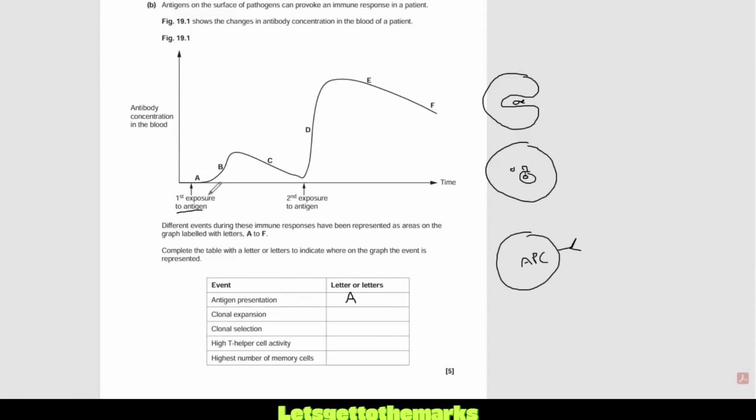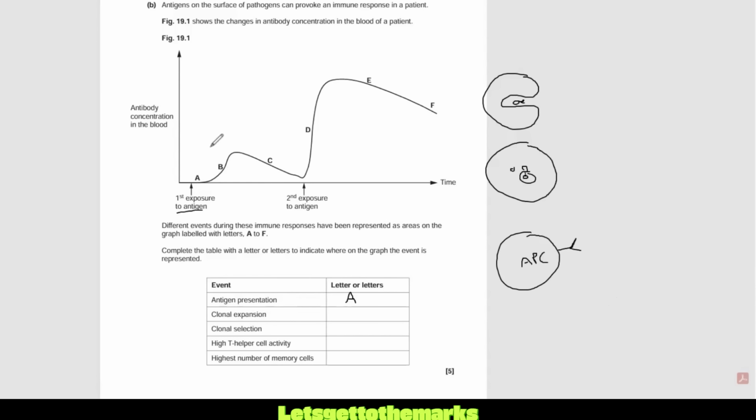Now notice this is time along the bottom here on the x-axis. We've got a delay before the amount of antibodies go up. And that is because we're doing a bit of clonal selection. We haven't found the right clone yet so that we can start that mitosis and differentiation of the plasma B cells to make all the antibodies. We haven't done that yet until we get to B.